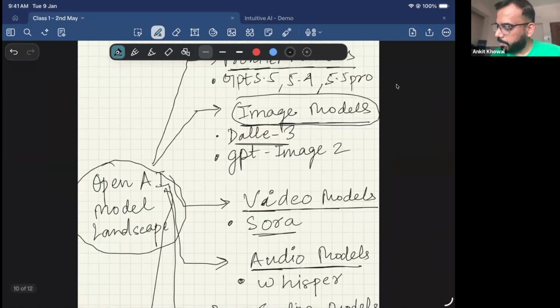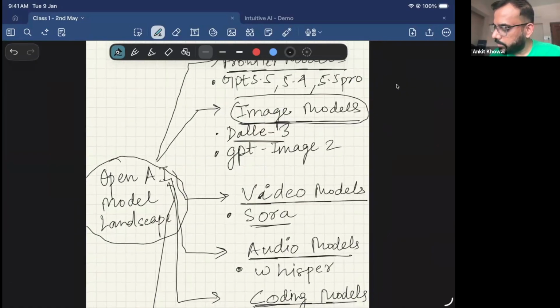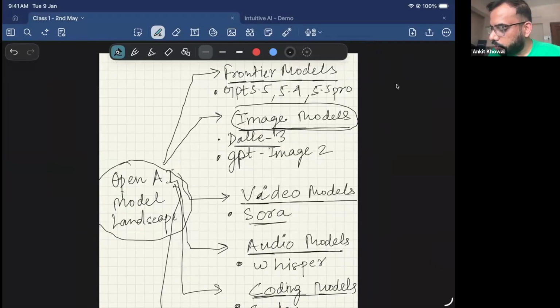Now let's take an example which will clear your understanding of what I was saying previously. If I go to OpenAI today and look at the model landscape, there are different kinds of models available over there. Some are called frontier models, the most powerful or flagship models that OpenAI has, GPT 5.5, 5.4, and stuff like that.